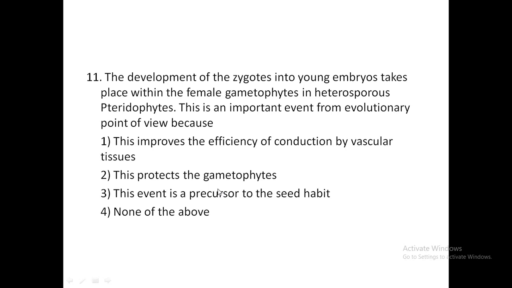The megaspores and microspores germinate in the case of heterosporous pteridophytes. Megaspores and microspores germinate and give rise to female and male gametophytes respectively. The female gametophytes in these plants are retained on the parent sporophytes for variable periods. The development of zygotes into young embryos takes place within the female gametophytes. So that is why this event is important from an evolutionary point of view for the development of the seed habit.